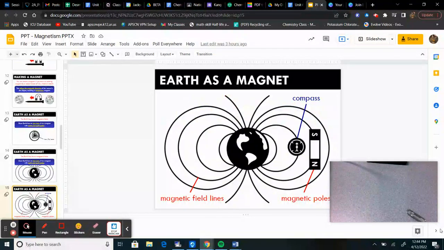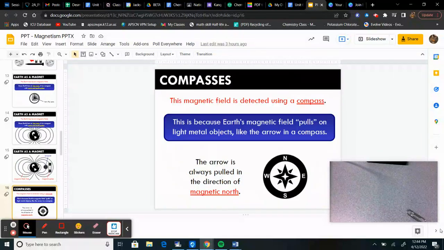And we can actually use devices called compasses that use magnetic north to actually direct ourselves around our globe. So make sure that you are marking this as a compass guides you to magnetic north, not just north, because there can be a difference sometimes.